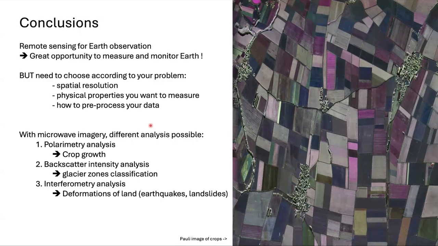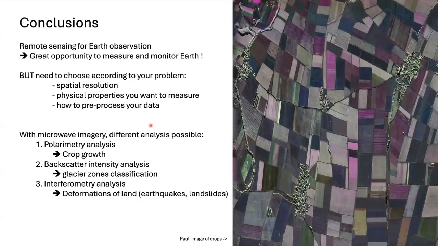And with microwave imagery, which is my specialty and the satellites I'm using right now, there's many different types of analysis you could do. Polarimetry analysis, looking at those VV, VH, HH, HV. And I've shown you an example for crop growth. There's also backscatter intensity analysis, which I've shown you for glacier zones, and interferometry analysis, which I did not go in depth, but where you can also measure deformations of land, such as earthquakes and landslides.